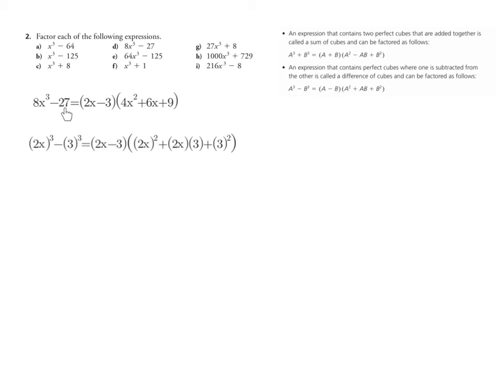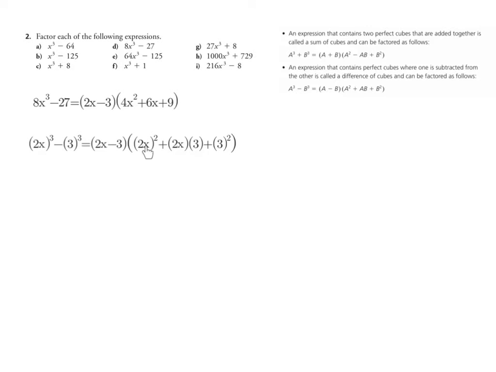3 times 3 times 3 is 27. It's the difference of cubes. And when we have a difference of cubes, we know we do the first one minus the second one. So we got to do 2x minus 3. There it is.